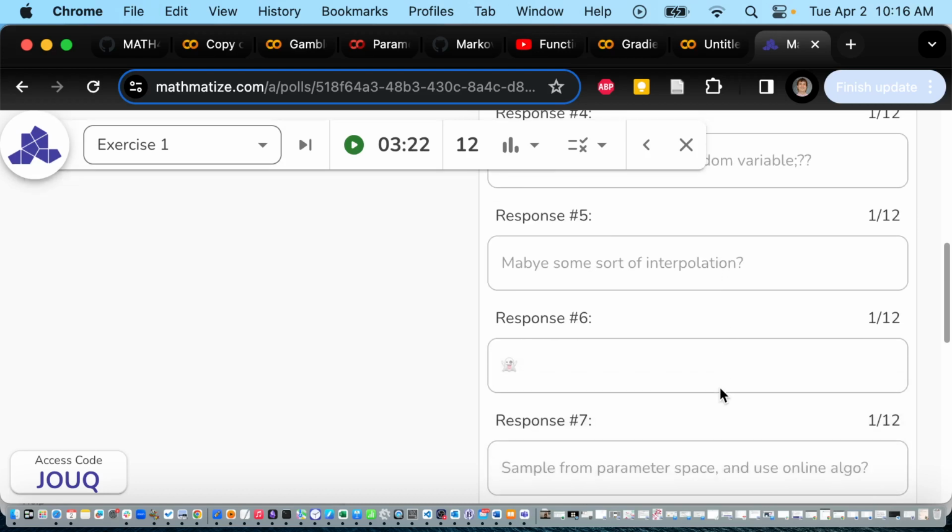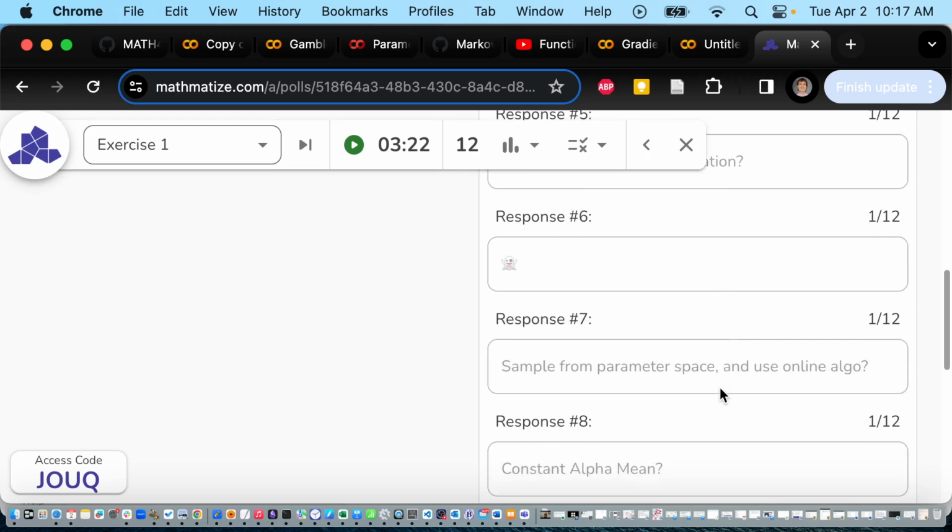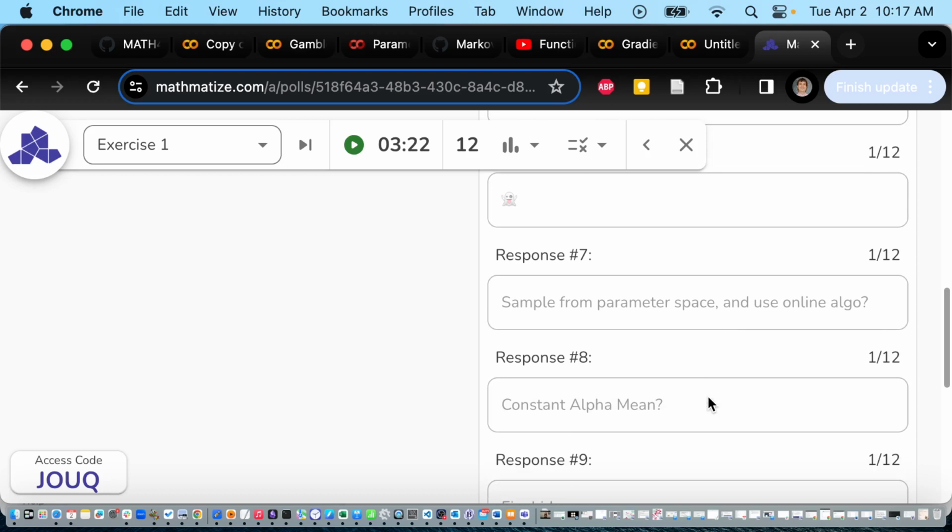Maybe some sort of interpolation. So this is the idea of an online algorithm, right? Instead of having one loss function and minimizing it, as we go we're going to get different loss functions, and every step of gradient descent is going to have a slightly different loss function, and hopefully in the end they will work. And it is related to the constant alpha mean idea.